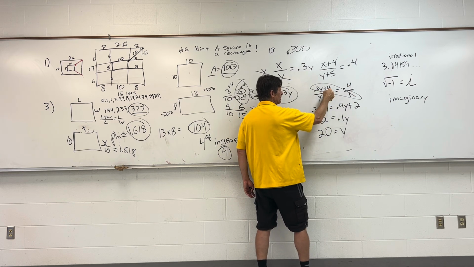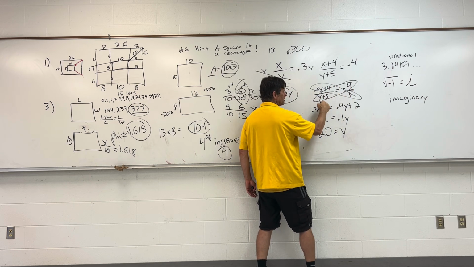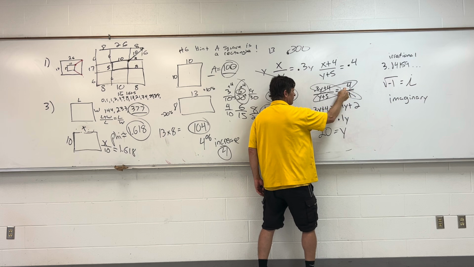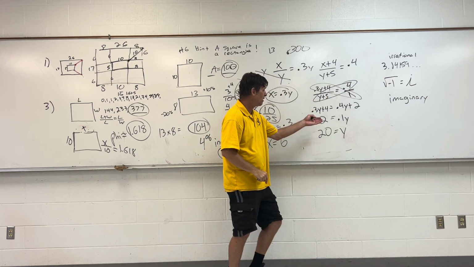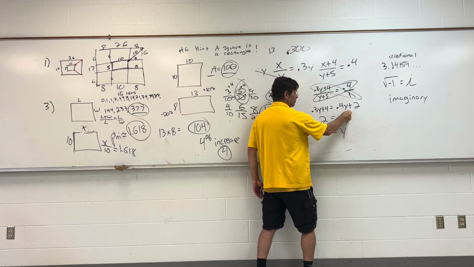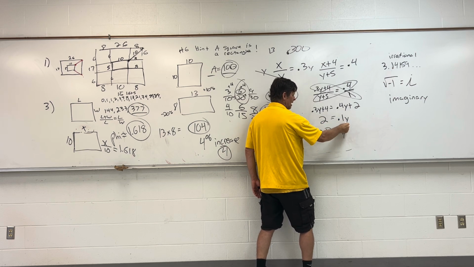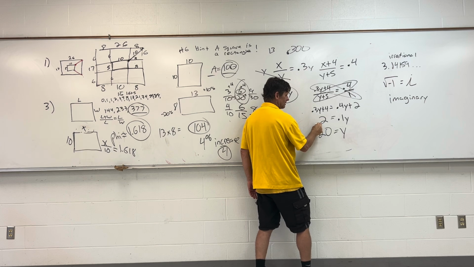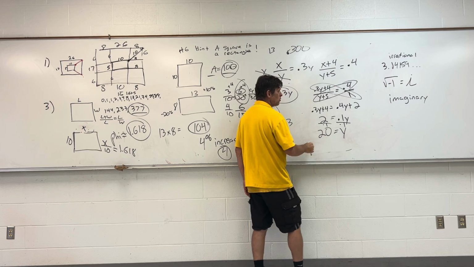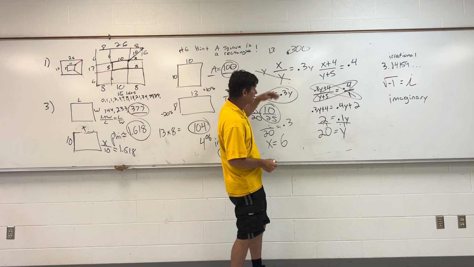So 1 times 0.3y plus 4 is 0.3y plus 4. 0.4 times y plus 5, it's like a distributive property. 0.4 times y is 0.4y. 0.4 times 5 is 2. Now I have an equation: 0.3y plus 4 equals 0.4y plus 2. I subtract 0.3y from both sides, I get 0.1y. I subtract 2 from both sides, I get 2. I divide both sides by 0.1, and I get y equals 20. So the original number of at-bats was 20.